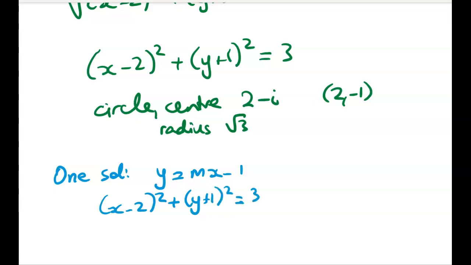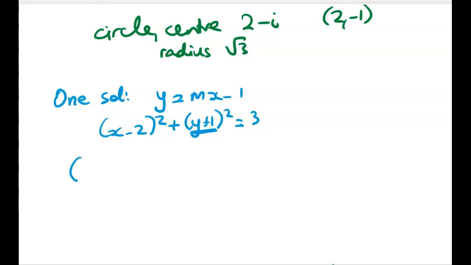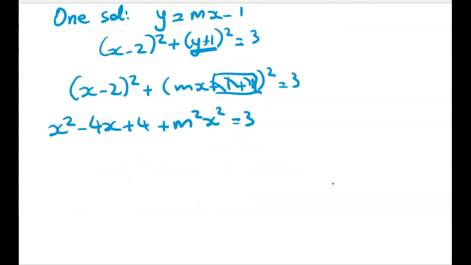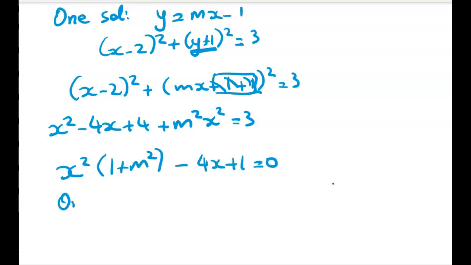So we're going to substitute this in. Nice things are going to happen in here. We'll have x minus 2 all squared plus mx minus 1 plus 1 squared is equal to 3. x squared minus 4x plus 4, and the minus 1 plus 1 here goes away. So we have plus m squared x squared is equal to 3. So x squared into 1 plus m squared minus 4x plus 1 equals 0.